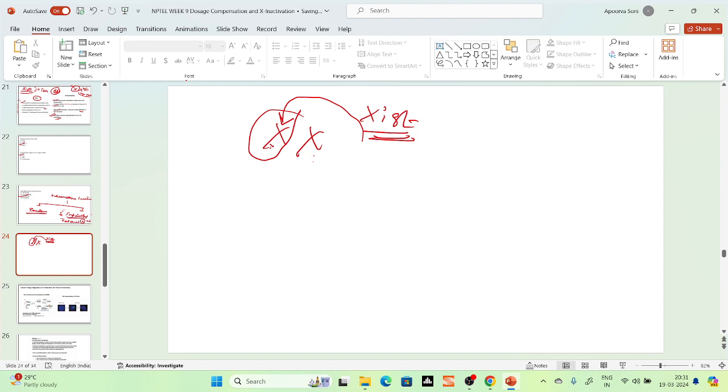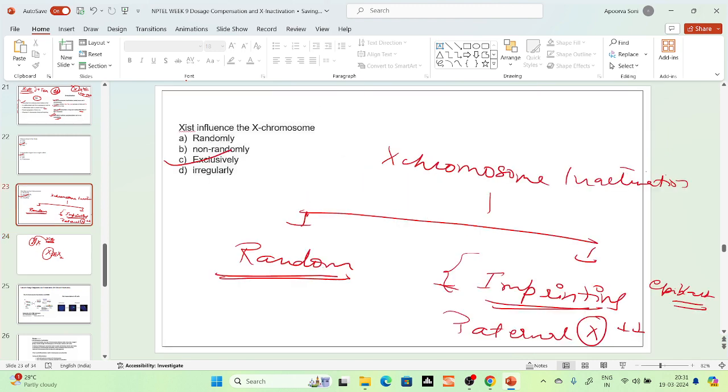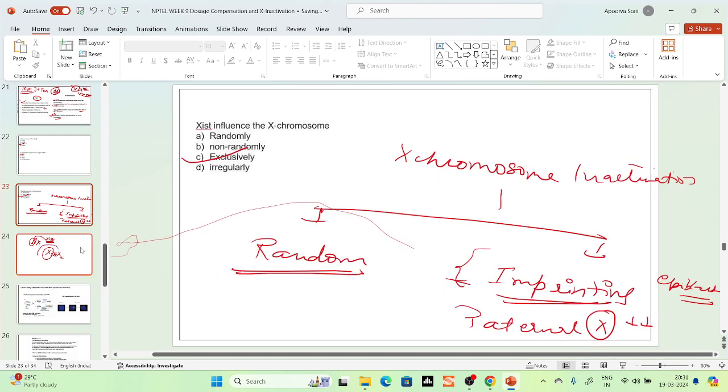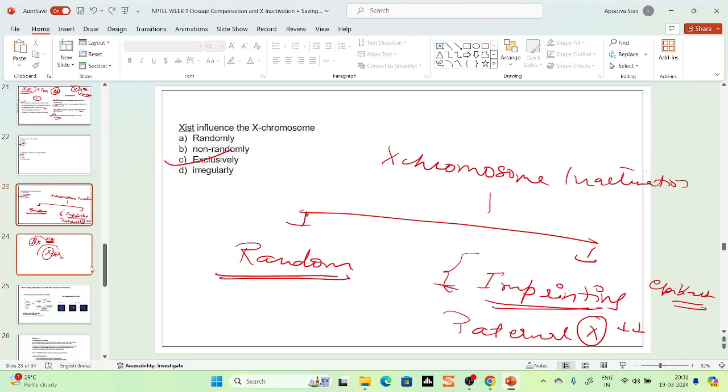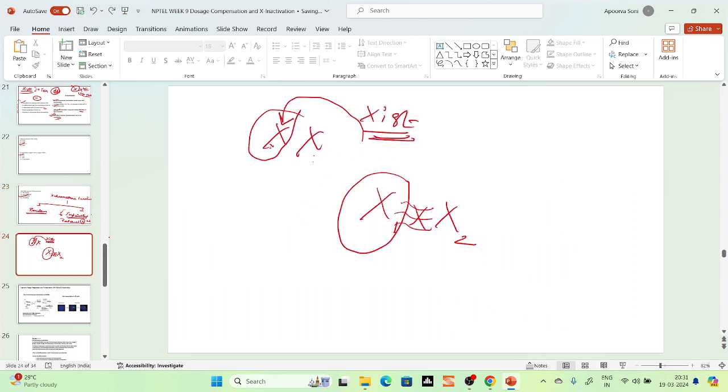That means if this is your X1 and this is your X2, the activity which is happening on X1 will not influence X2. There would be no influence of the activity of X1 over X2. Sorry, I'm extremely sorry for this mess. Whatever is happening on X will be retained only on one of the X chromosomes. It will not go onto the other.